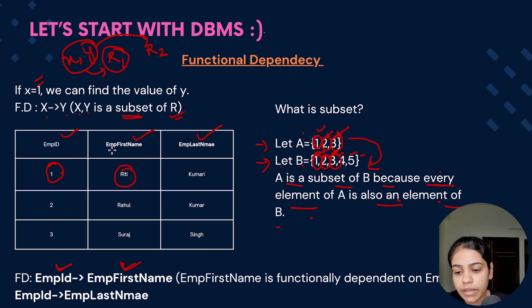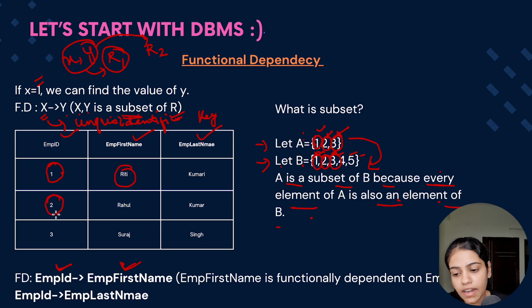So we can say that employee first name is functionally dependent on employee ID, or if I know the employee ID, I can find the employee first name. You can also say that in a functional dependency, X is a kind of unique identification key. Basically this is a unique identification key which helps us to identify, determine or find the value of Y when we know the value of X.